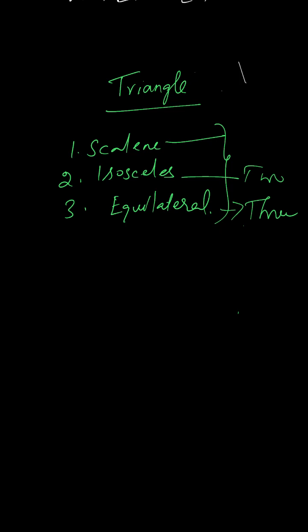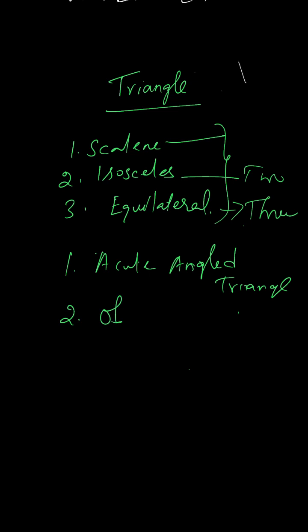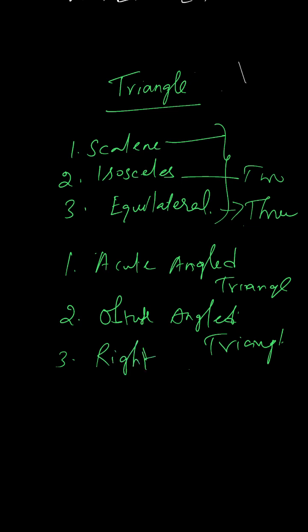Third, based on angles, we can divide triangles into three types. First acute angled triangle, second obtuse angled triangle, third right angled triangle. Acute means all angles less than 90 degrees, obtuse means one angle greater than 90 degrees, and if any one angle is equal to 90 degrees, it is called a right angled triangle. That is how we have seen the categories.